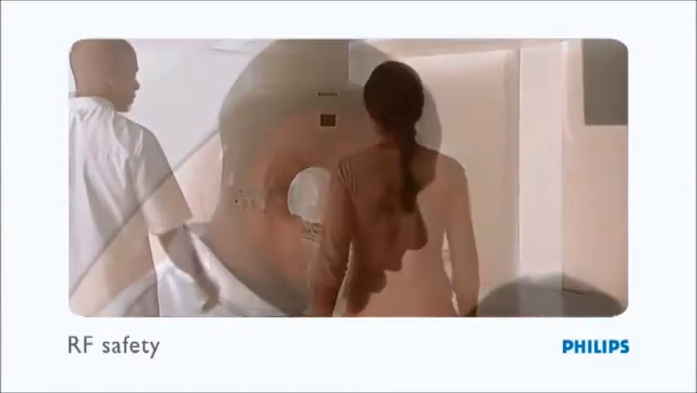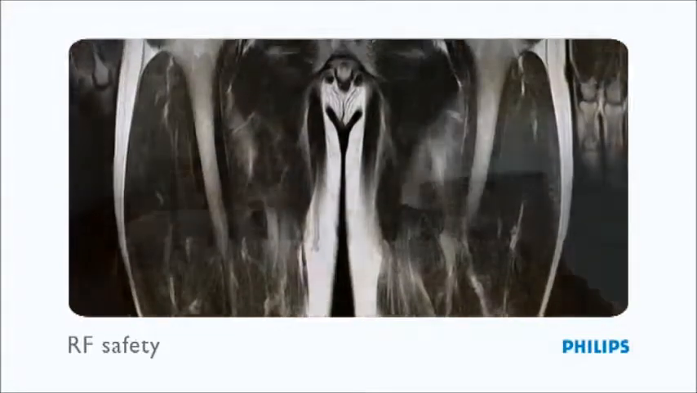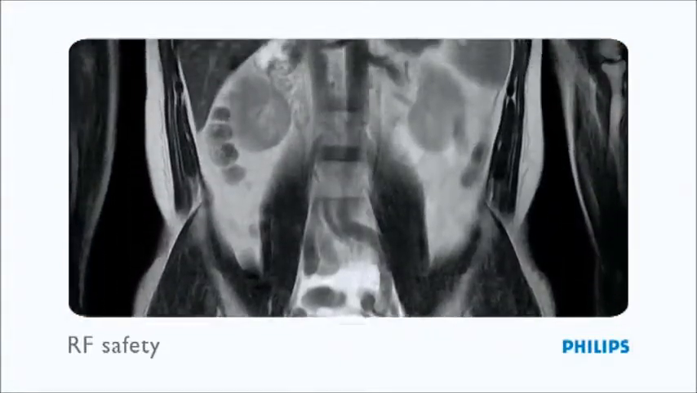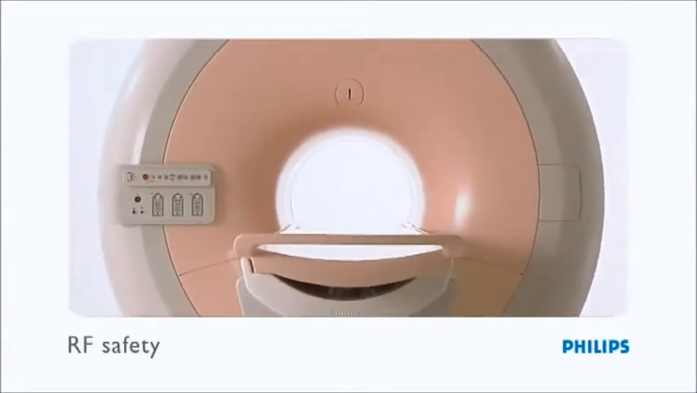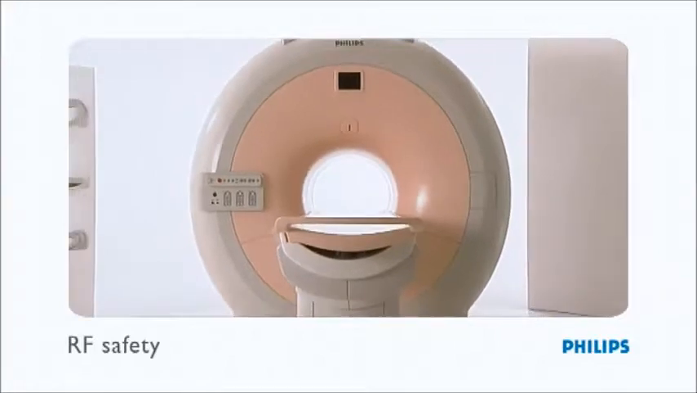Magnetic resonance imaging, or MRI, produces high-quality images of the body without using ionizing radiation. Nevertheless, the radio frequency used does require some safety precautions. Although modern scanners are designed to provide a high degree of safety, potential hazards still exist.